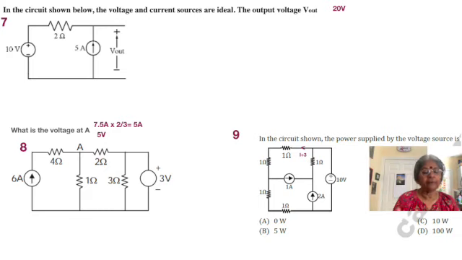So now we are having a very simple circuit with a 6 amps current source in parallel to a 1 ohm resistor, and a 2 ohm resistor and a 3 volt source. Perhaps this current source can be converted into a voltage source. Okay, what is the voltage at A?